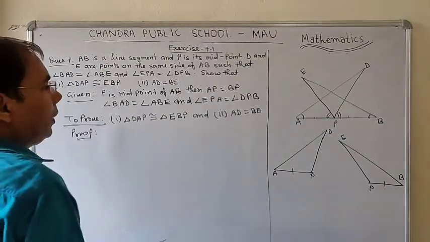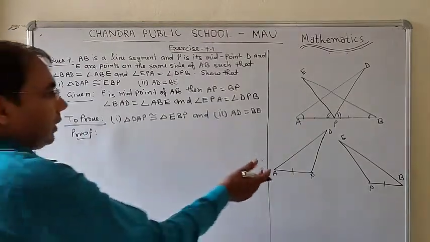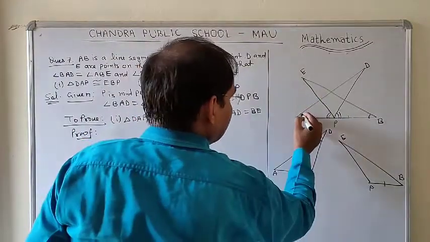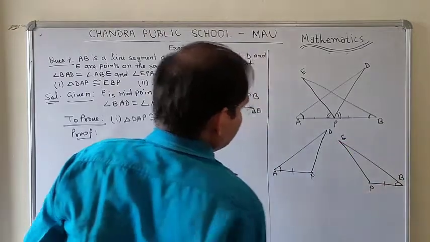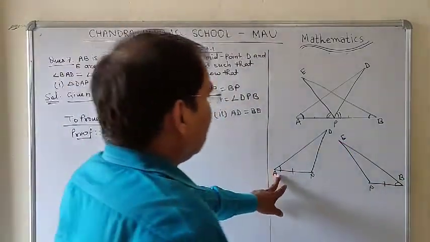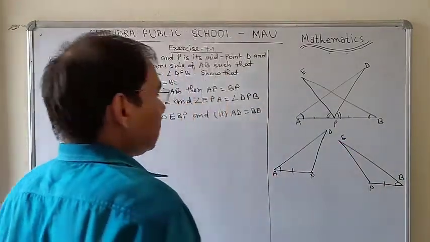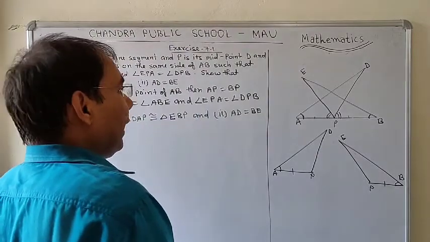Next, you need to search for the other two things also. One side you got equal. Here it is given that angle A equals angle B. It means one angle, one side and one angle you got equal. So here you need to search for one more side or one more angle.